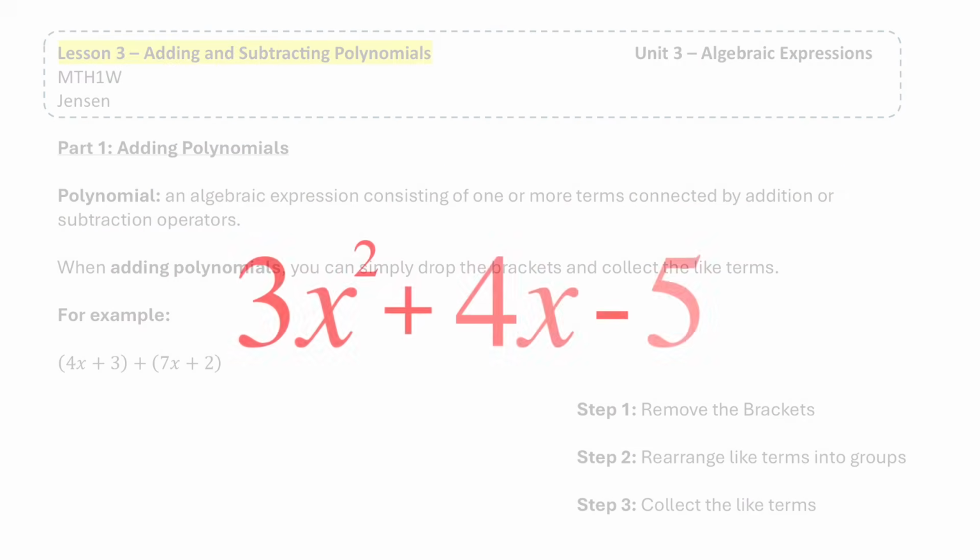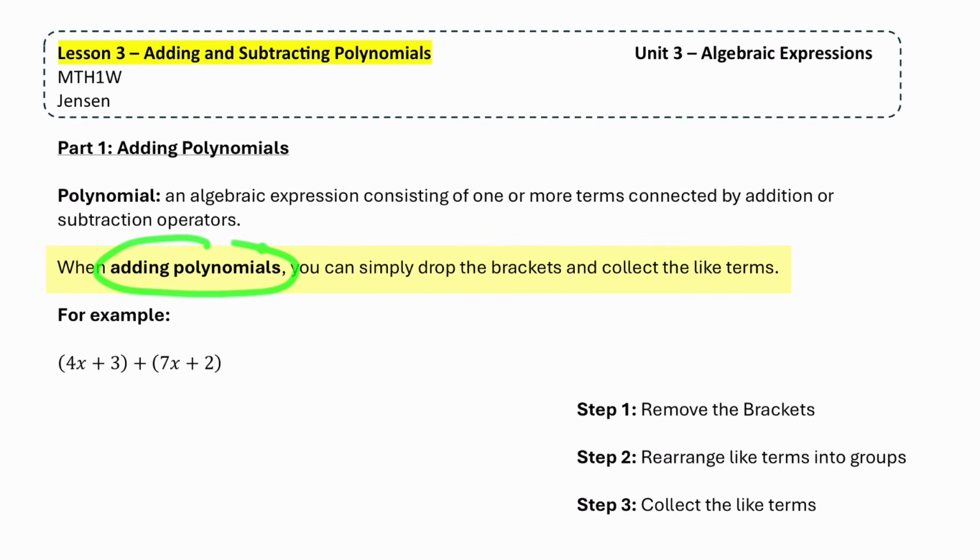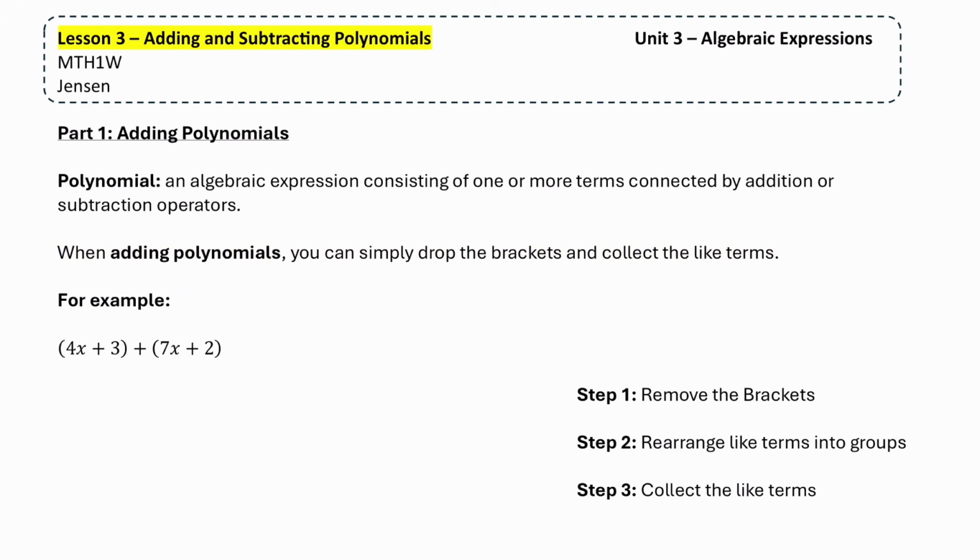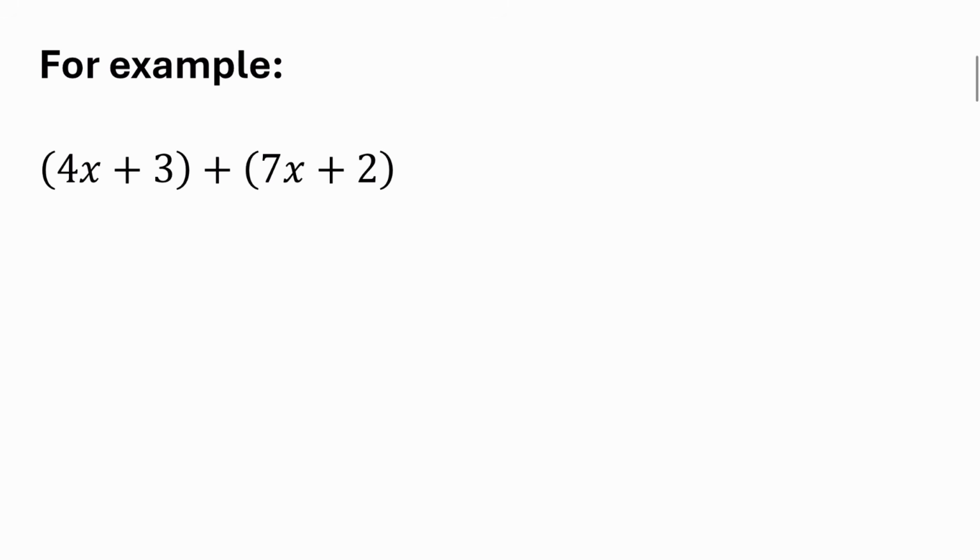So here's an example of what a polynomial expression looks like. Notice in this expression, there are 3 terms separated by addition and subtraction operators. And when adding polynomials together, I can simply drop the brackets and then collect like terms. So for example, if I look at these 2 polynomials that are being added, I have a 4x plus 3, that's a polynomial. I have a 7x plus 2, that's another polynomial, and they're being added together.